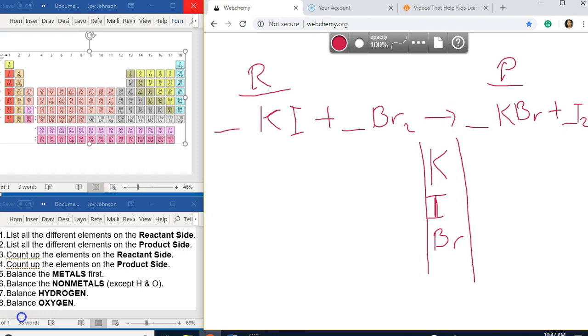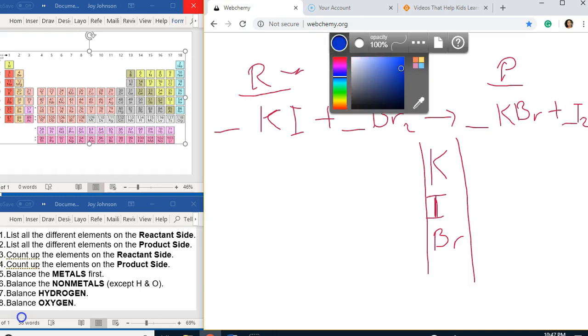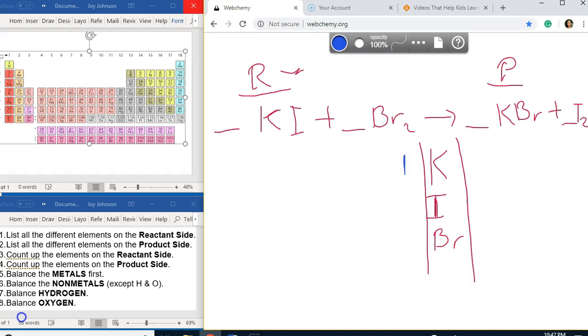Now, step number 3, count up the elements on the reactant side. This is our reactant side right here. I'm going to change the color. K, we have 1. I, we have 1 also. We have 1 iodine, and then we have 2 bromine. Now, on the product side, we have 1 K, 1 Br, and 2 I's. So our K is balanced, our I is not balanced, and our bromine is not balanced.